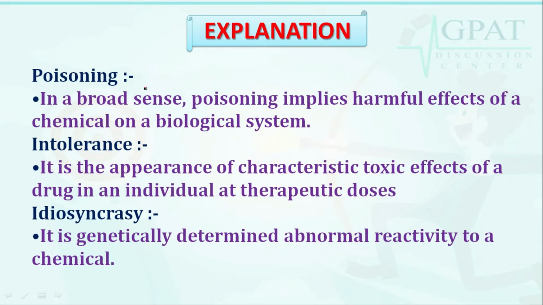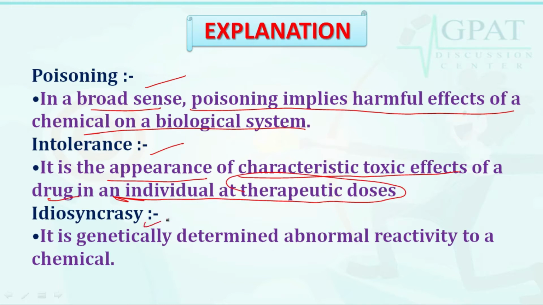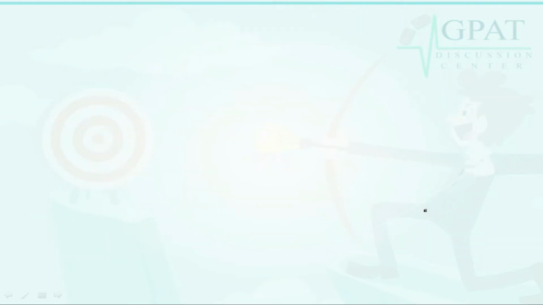First, poisoning. In a broad sense, poisoning implies harmful effects of a chemical on a biological system, whereas intolerance is the appearance of characteristic toxic effects of a drug in an individual at the therapeutic dose. And coming to idiosyncrasy, it is a genetically determined abnormal reactivity to a chemical. Meaning someone is taking aspirin, and if they are allergic to aspirin by birth, then it comes into the idiosyncrasy class.